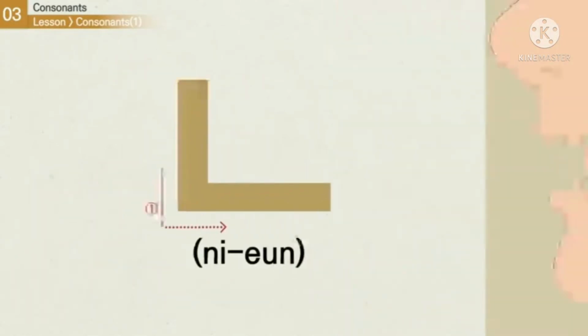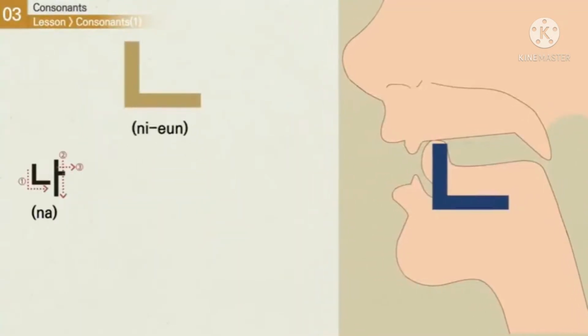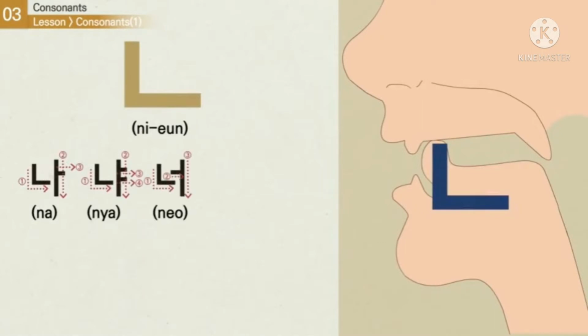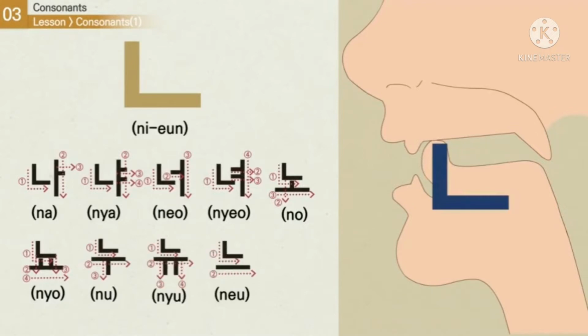When you pronounce 니은, the tip of your tongue will touch your upper teeth, making the 니은 shape. 니은 is also a nasal tone. Listen carefully. 나, 냐, 너, 녀, 노, 뇨, 누, 뉴, 느, 니.